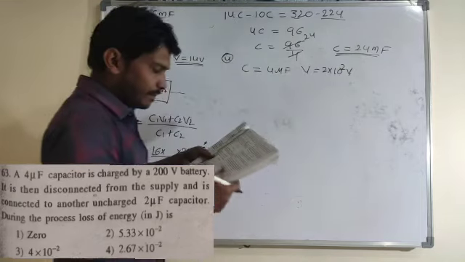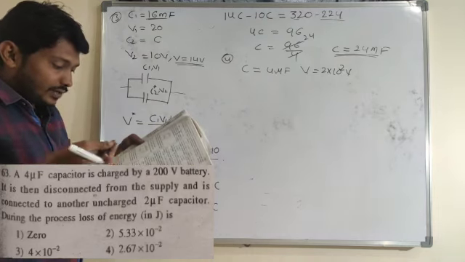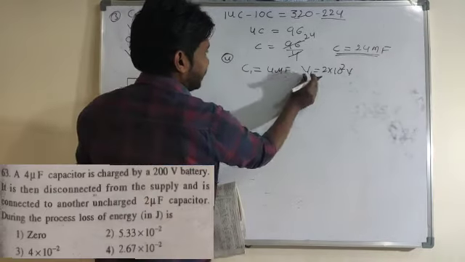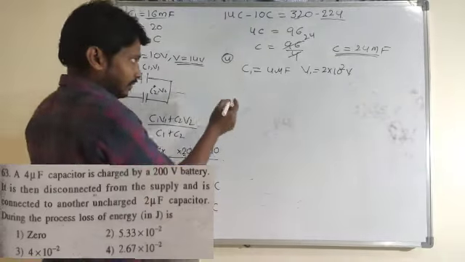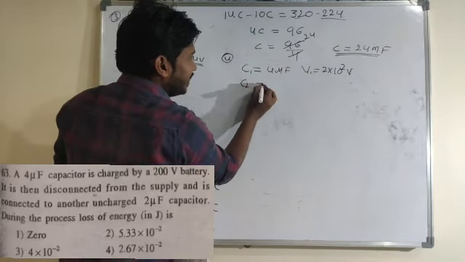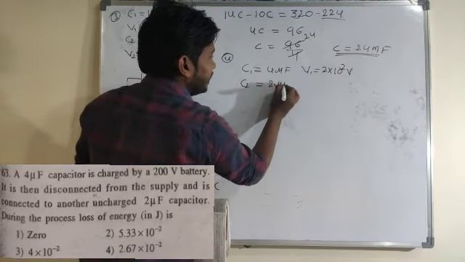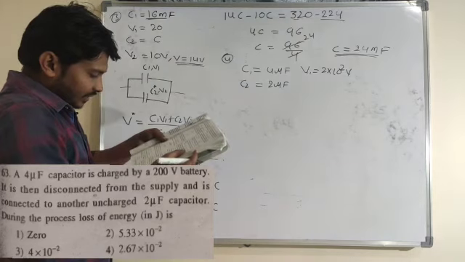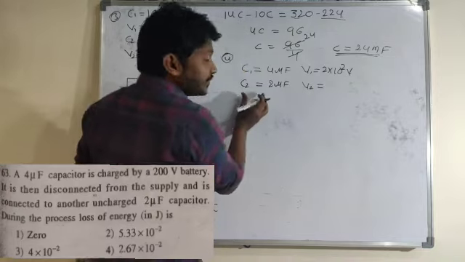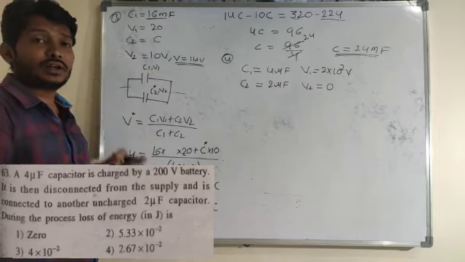So 200 volt battery. It is then disconnected from the supply and it is connected to another uncharged capacitor. So initially one capacitor is connected to a potential difference of 200 volt and it is disconnected from this supply. They connect another uncharged capacitor in parallel to C1. Its value is 2 microfarad here. During this process energy loss is asked, so they mention another uncharged capacitor. Uncharged capacitor means its potential value is 0.